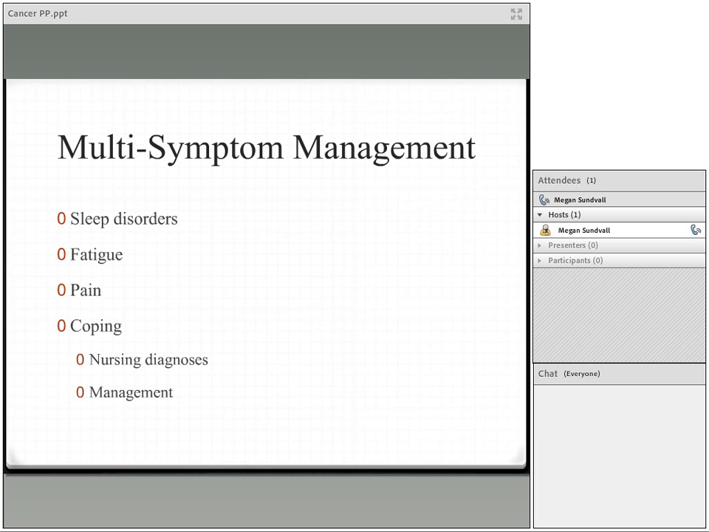So start with an assessment: why, what's occurring, have them describe it. Is it breakthrough pain? Is it intractable pain? What changes that? And then treating it appropriately.